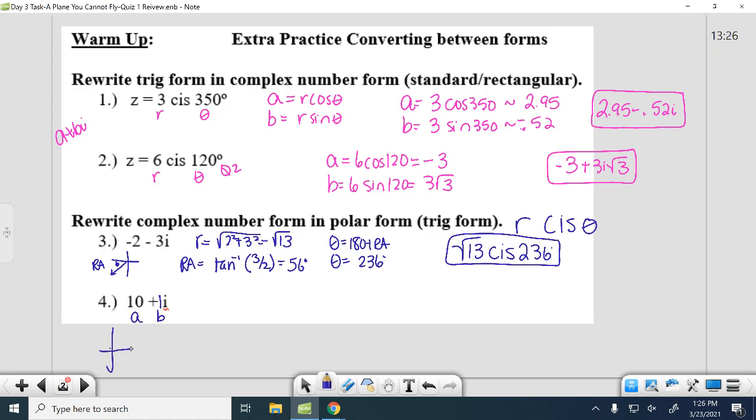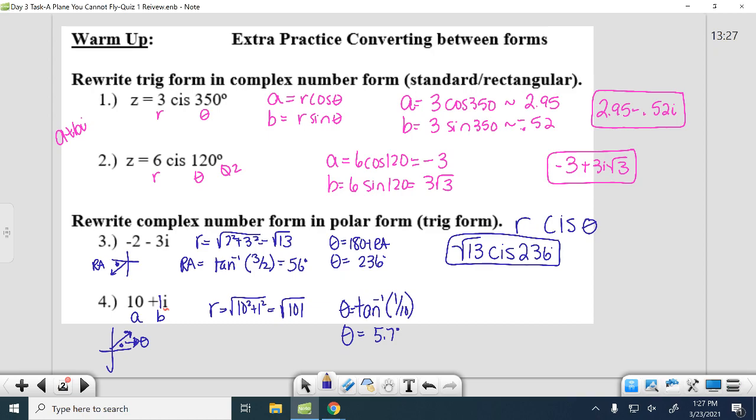This is going to put us in quadrant 1. Yay, thank goodness for quadrant 1. So the angle that we find is actually going to be our theta. We don't have to use a reference angle. Okay, the modulus, the R value, is the square root of 10 squared plus 1 squared. So that would give us the square root of 101. And our theta in this case is, in quadrant 1, going to be the ratio tangent inverse of the y over the x, or the b over the a. So tangent inverse of 1/10 is teeny tiny, 5.7 degrees.